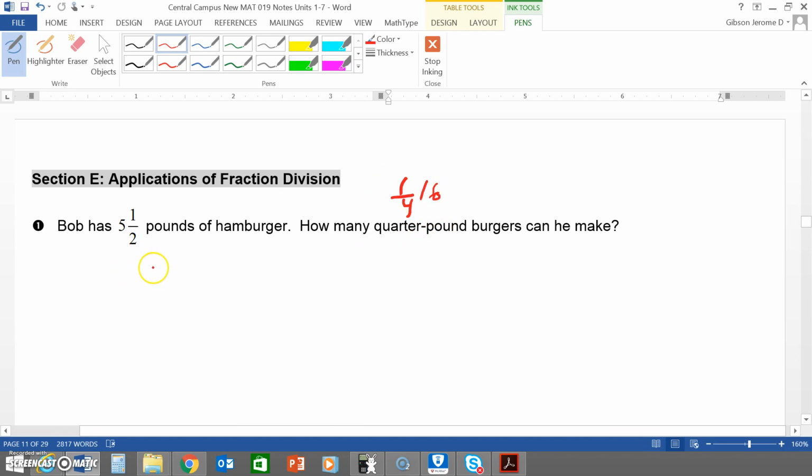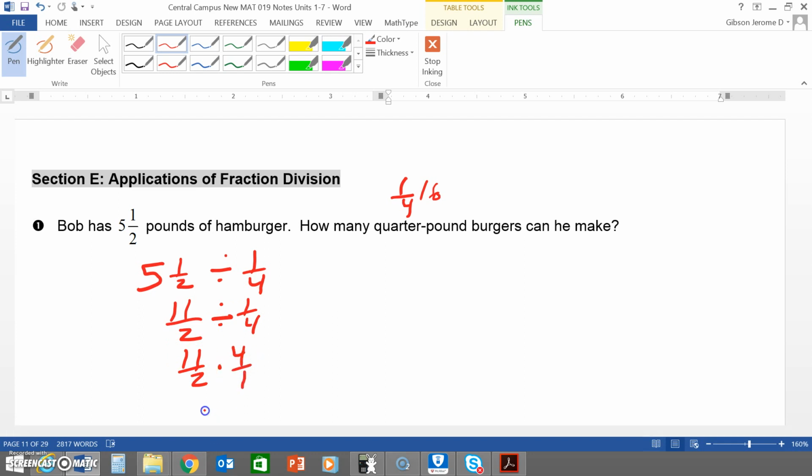So they're saying let's take 5.5 pounds and divide it by 1/4 pound to see how many hamburgers can be made. Okay, so 5.5 rewritten as an improper fraction will give us 11/2. Division, we had divided by 1/4. So we have 11/2 times the reciprocal of 1/4, which is 4/1.